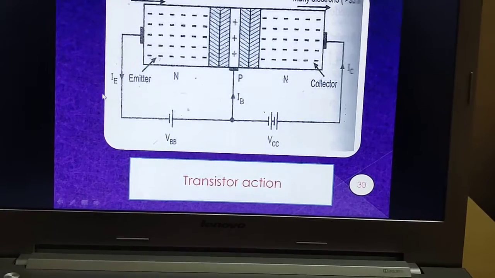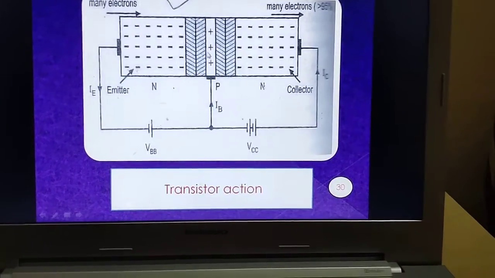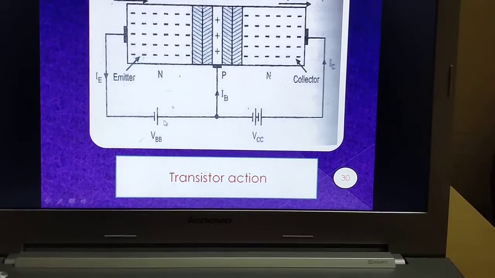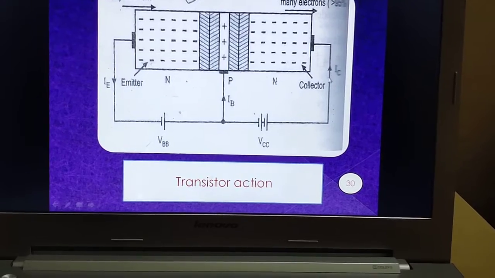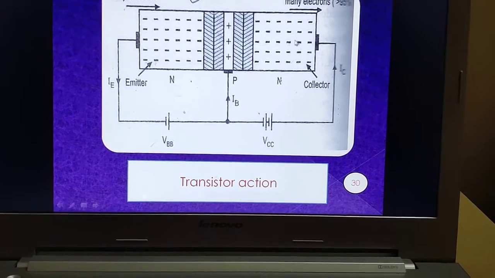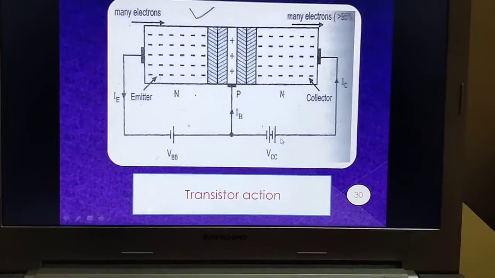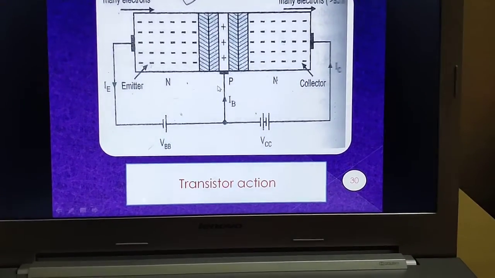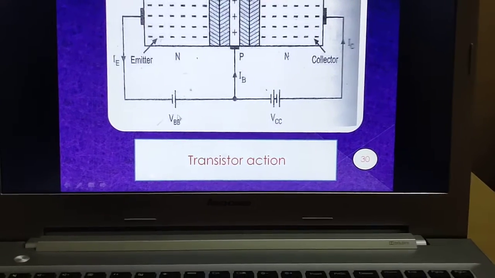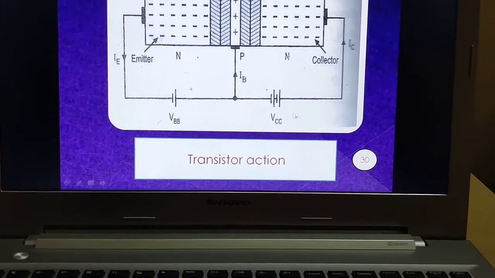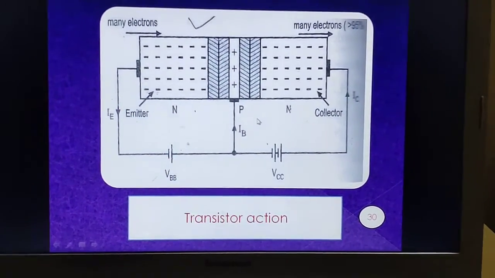Now in this NPN transistor we see that this is the N type. It is forward biased, which means the N type is given the negative polarity of the cell and the P type is given the positive polarity of the cell. And here we see this is reverse biased: the N type is given the positive terminal of the battery, and the P is given the negative terminal of the battery. Now these supplies are called VBB and VCC. Now let us see how the transistor works.